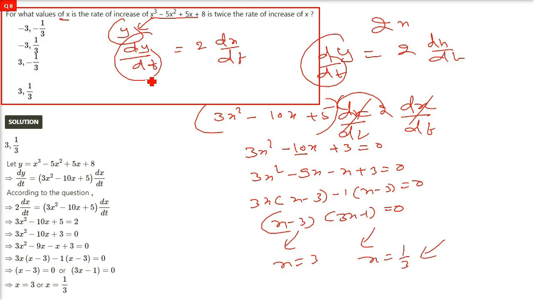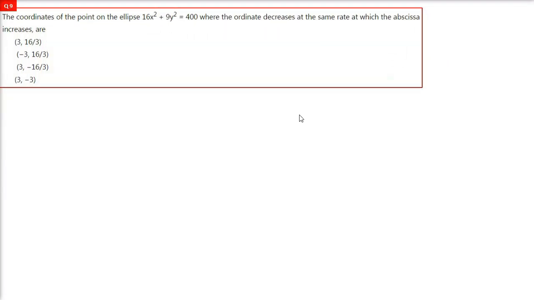This is your answer. I hope you got the idea of the concept. First, make an equality, differentiate both sides, make a quadratic equation, solve for x, and that is the point which will solve your answer. We will take this up in the next discussion.